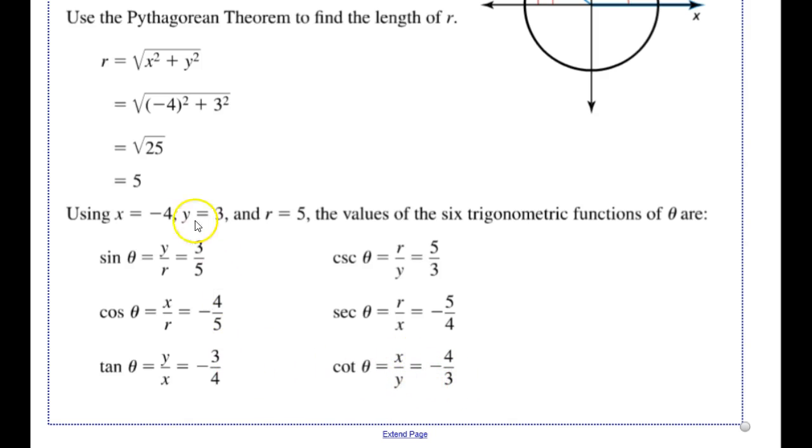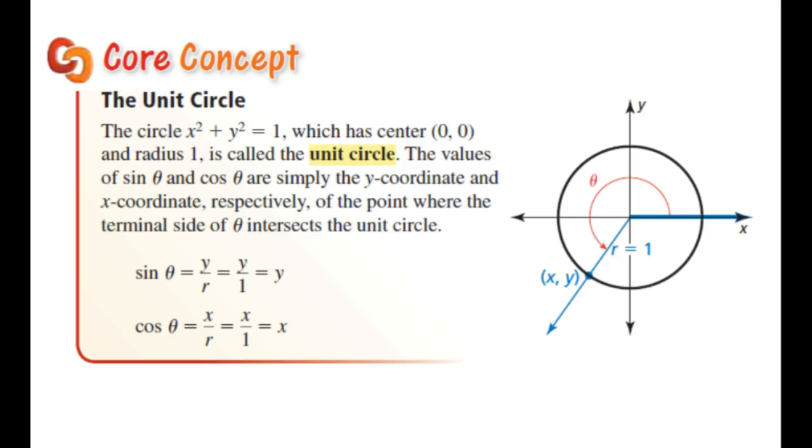It can be really useful to know these first 3, sine, cosine, and tangent, because then to find cosecant, secant, and cotangent, I just reverse them. These are inverse operations. So my sine is y over r, but cosecant, which is the inverse, is r over y. So I can do that first.